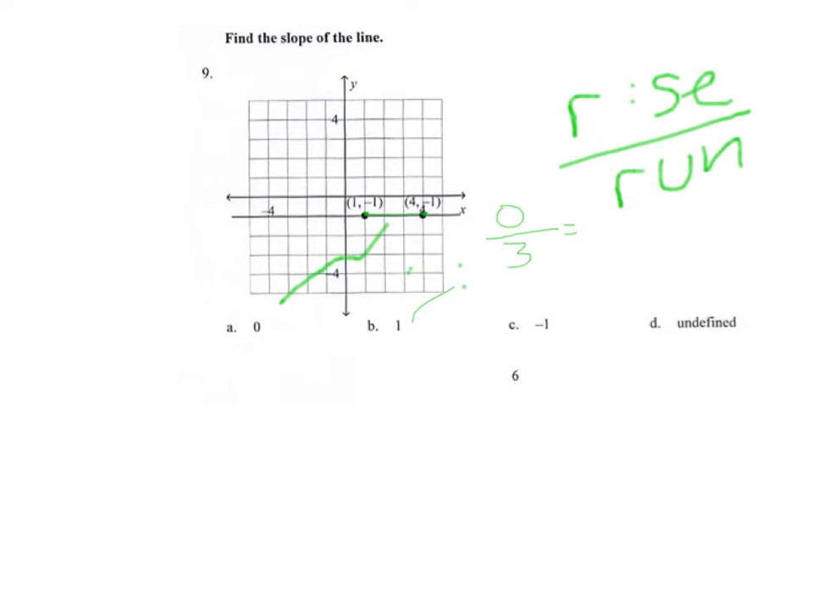So 0 divided by 3 is 0, which would be A. Or you could do your x1 minus x2 and all that good stuff. But that seems like a lot of work to me.